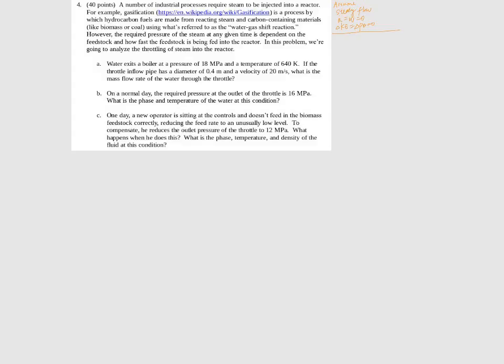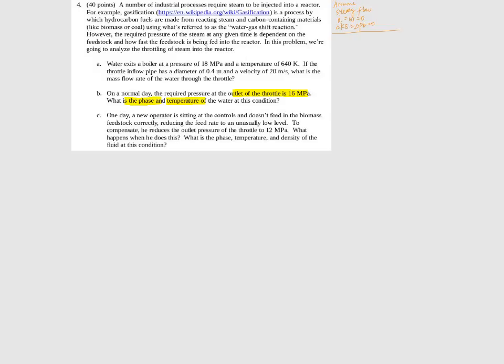Hi everyone, today we're going to continue our analysis on the throttle that we talked about in homework 8, problem number 4. Today we're going to continue with part B. So same thing, we're going to highlight important information. This time, on a normal day, the required pressure at the outlet of the throttle is 16 megapascal, and what's the phase and temperature of water at this condition?